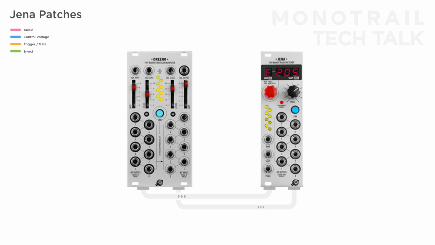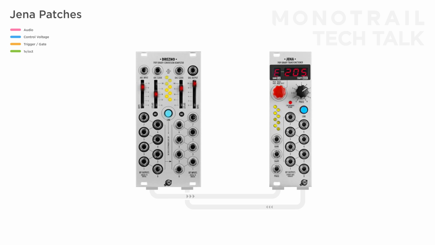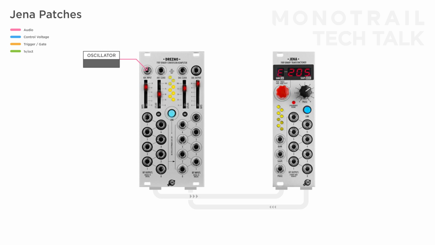So Jena can be used for a lot of different purposes. Here are just a few patch examples. Here you see Jena patched between the analog to digital and digital to analog converters of Drezno, just like I showed in the explanation. An oscillator is sent to Drezno's input and Drezno's direct output is used to listen to. Jena is used in synchronous mode, so it just tracks the frequency of the incoming oscillator, not the wave. This creates perfect wavetables as you saw before.